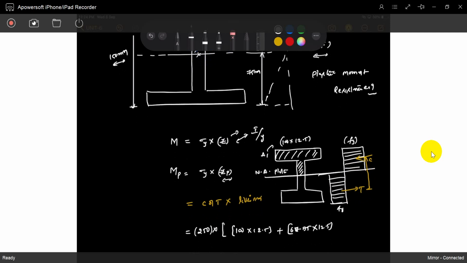So the distance, where is it acting? Exactly off, because every portion is acting at Fy only. If you consider every portion at Fy, then exactly where is it acting?